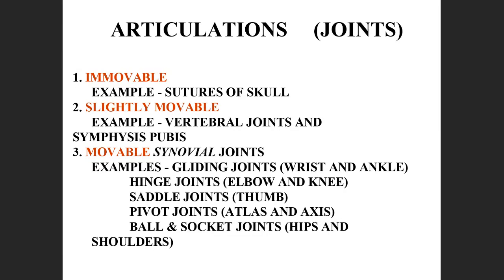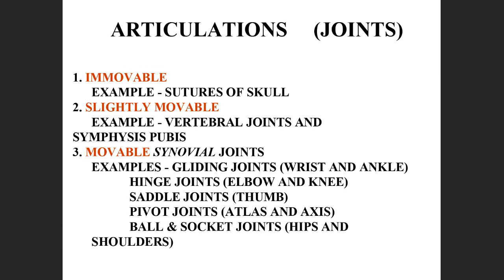Slightly movable joints would be that little bit of cartilage that's found between your pubic bones and your pelvis. Slightly movable. They would also be the cartilage in between the vertebrae of your back as well. Symphysis pubis is that little pad of cartilage between your pubic bones and your pelvis.